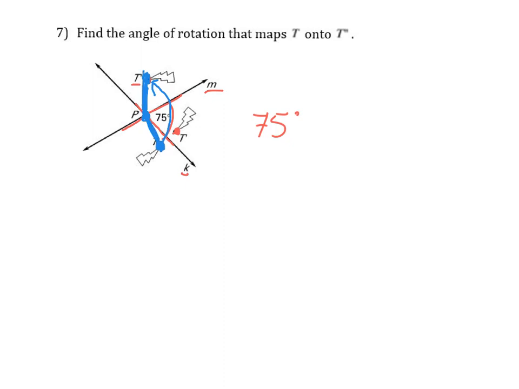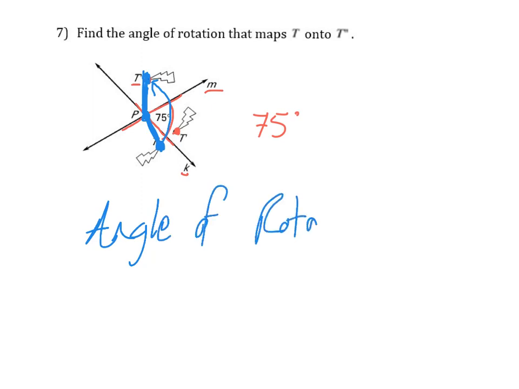So what I'm trying to figure out then is how large is this blue angle? All right, and in this case, based on what we learned from the previous notes, that angle of rotation to get from T to T double prime is going to be double the angle that the intersecting lines form. So in this case, my angle of rotation is 150 degrees.